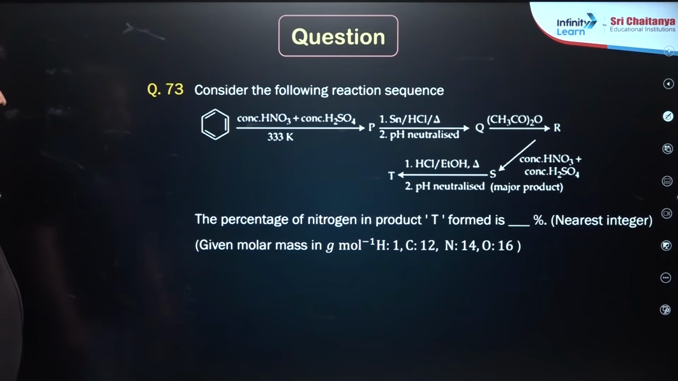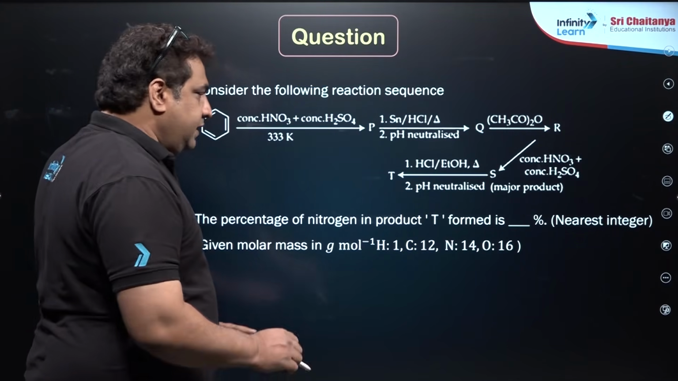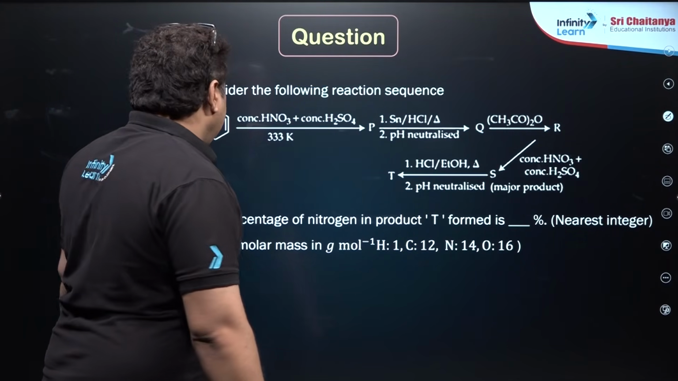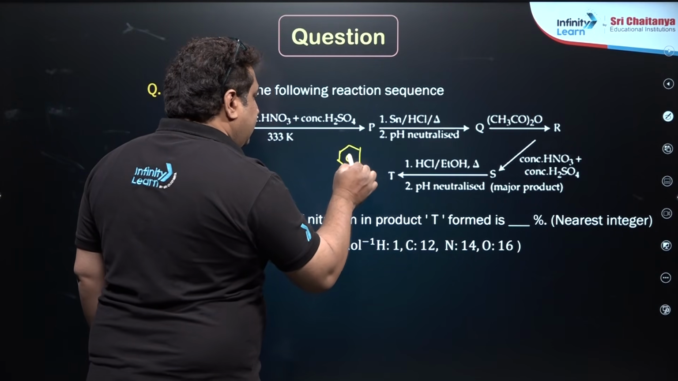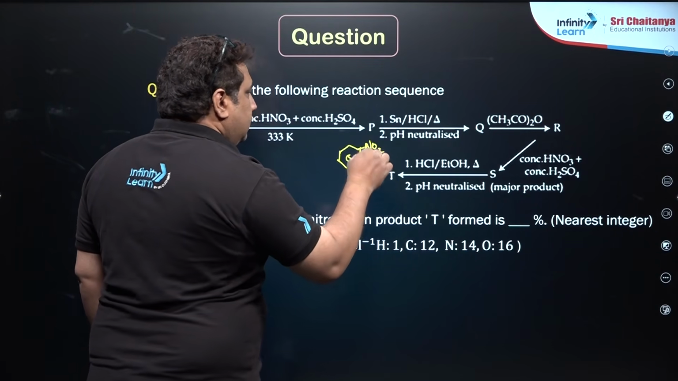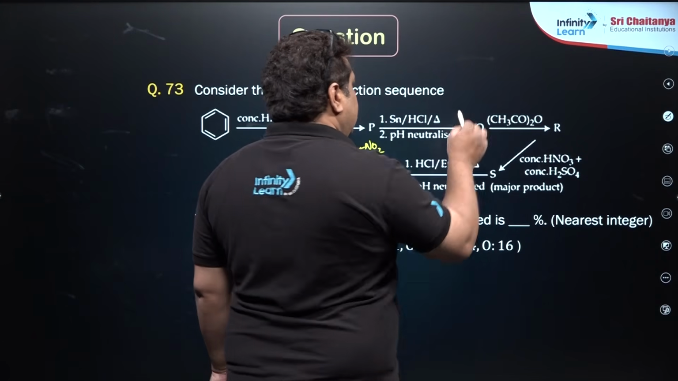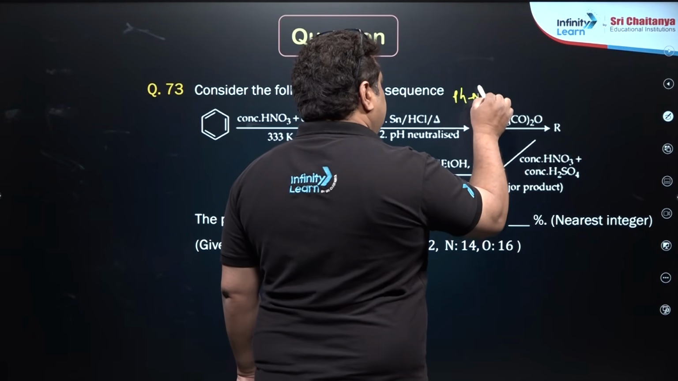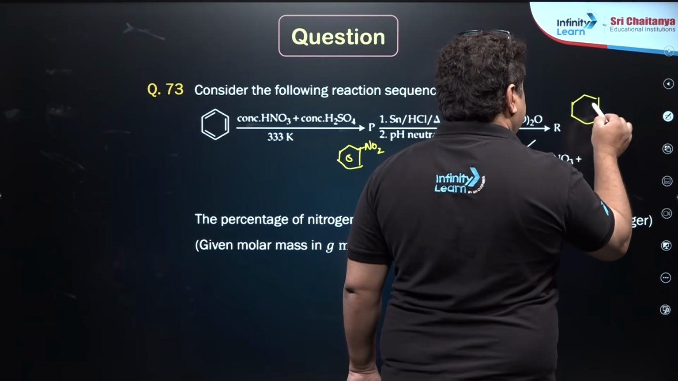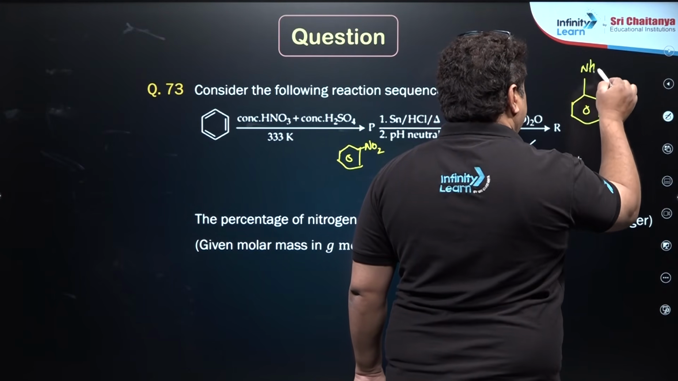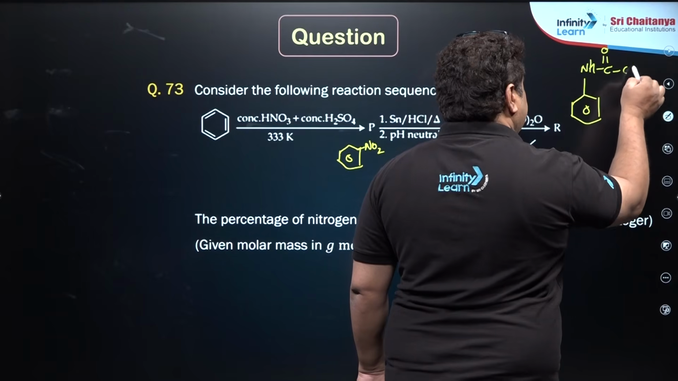Next, easy question, this is a very easy question actually. Concentrated sulfuric acid, you know, we will get nitrobenzene, correct. On tin reduction, you are going to get what? Aniline. Aniline on reaction with acetic anhydride will give N-acyl aniline.